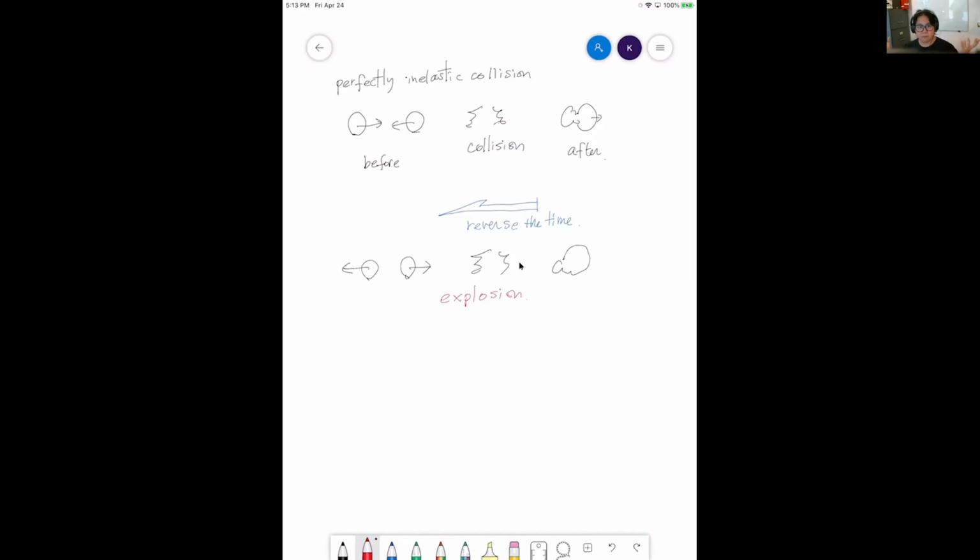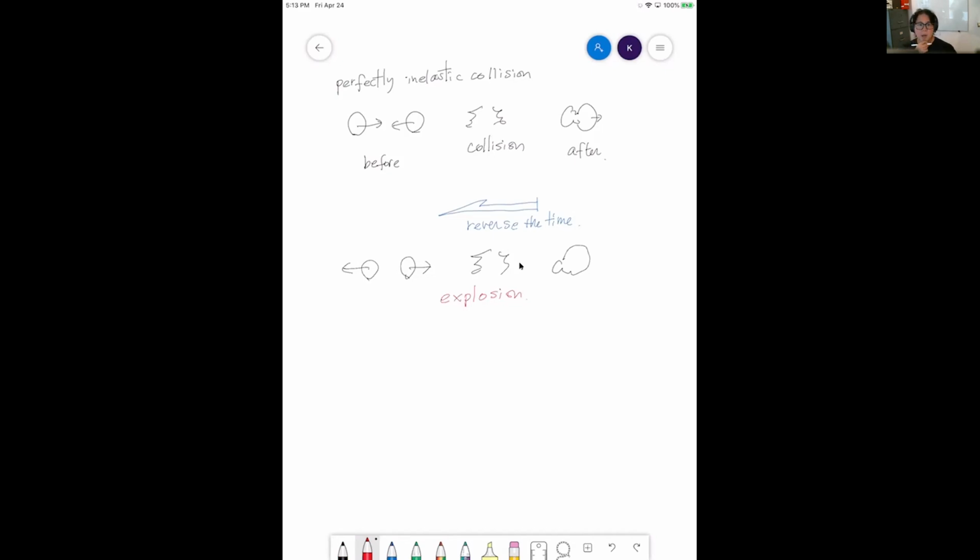And then for each individual after the explosion, you count all the momentum of the individuals after the explosion, and it's going to be the same as the momentum before the explosion. So you can apply conservation of momentum for the explosion and treat it like the same thing as a perfectly inelastic collision. They're the same thing.